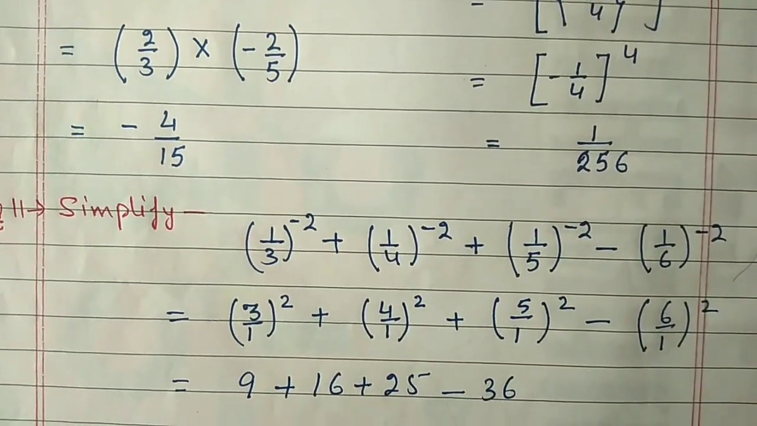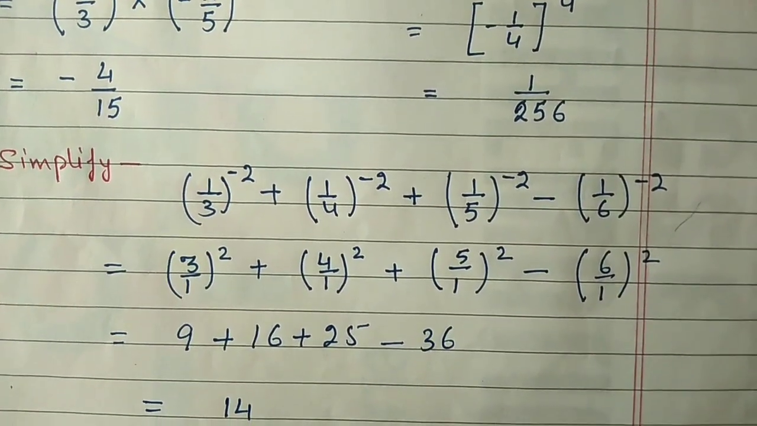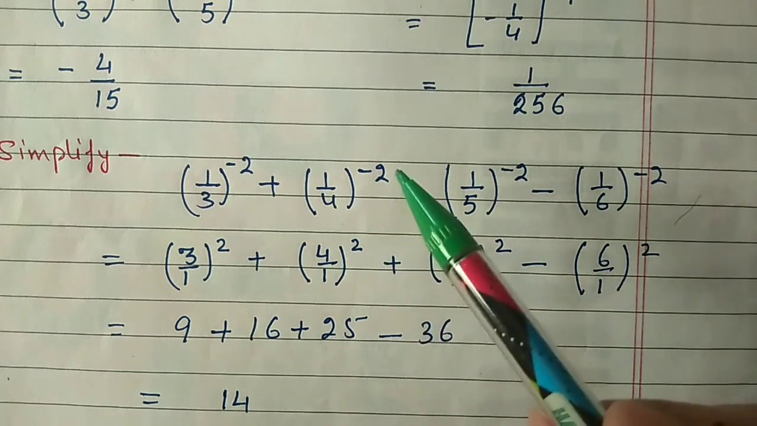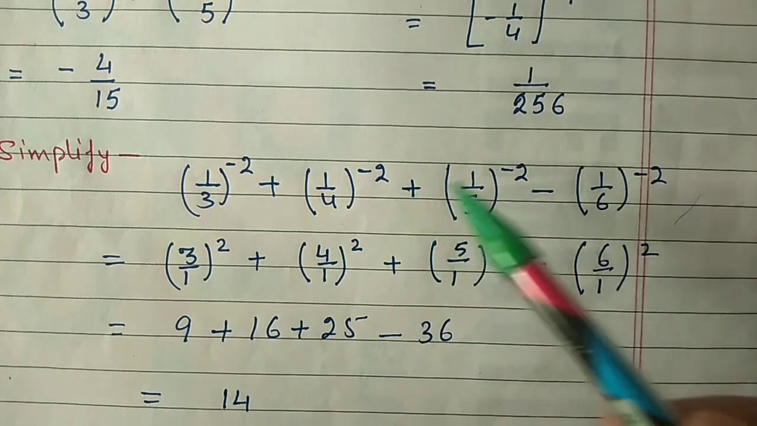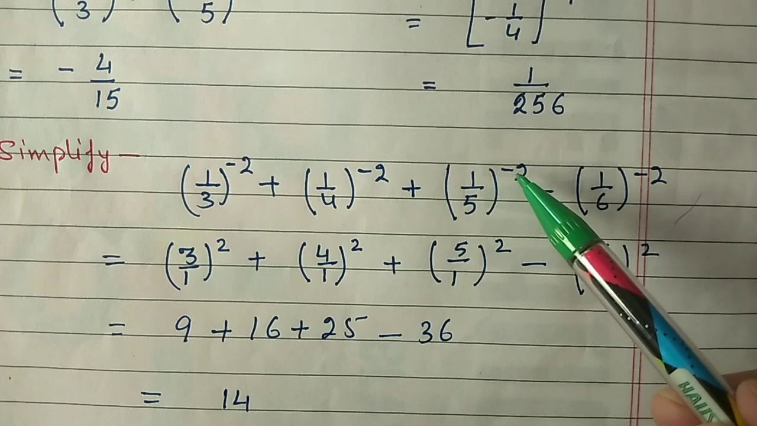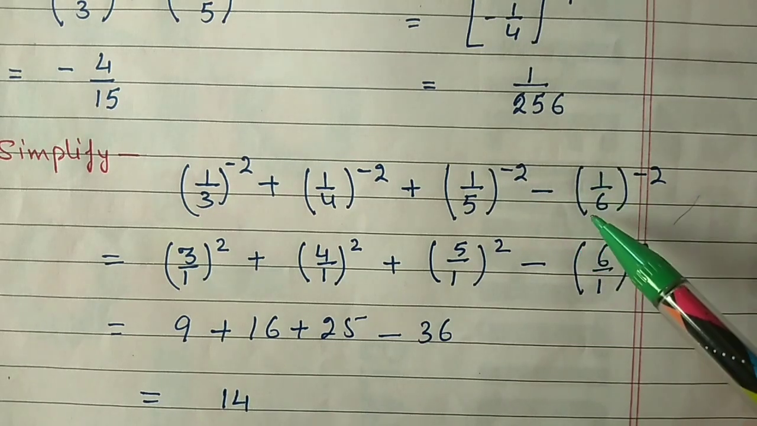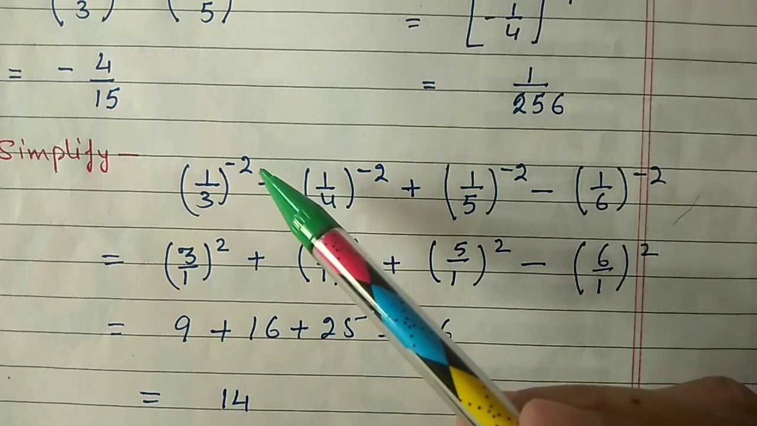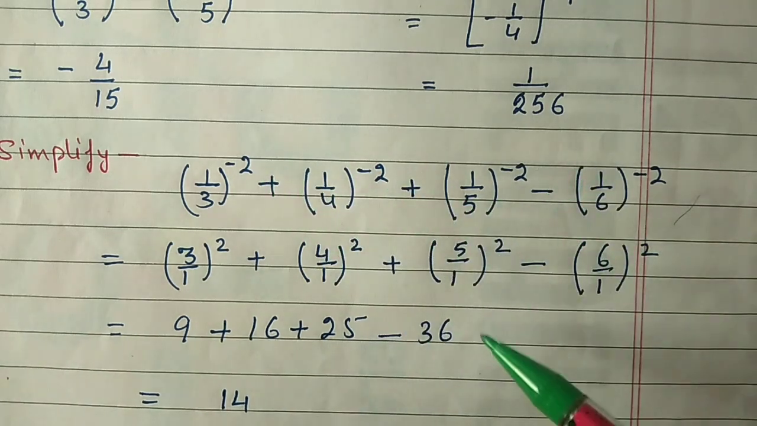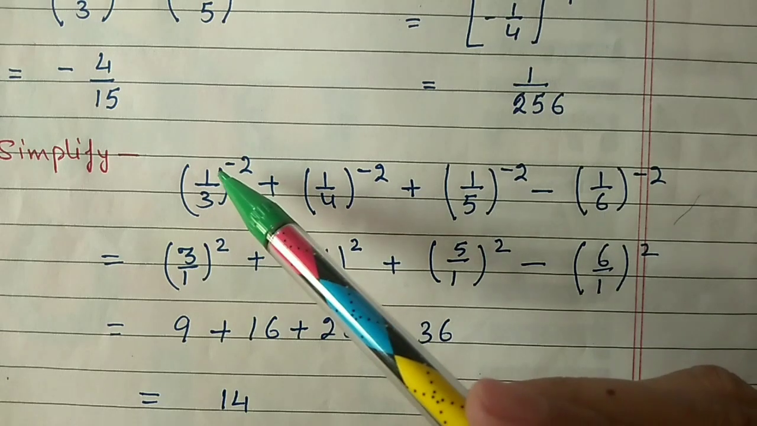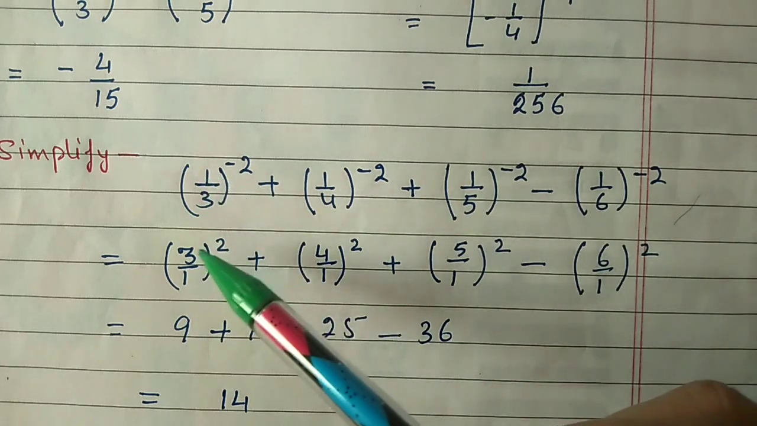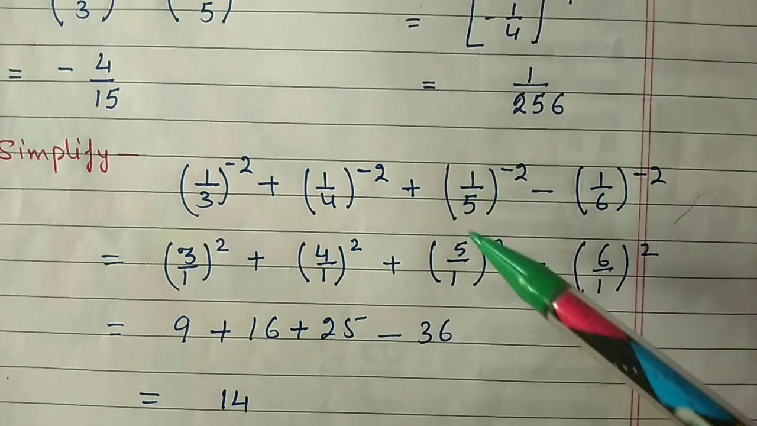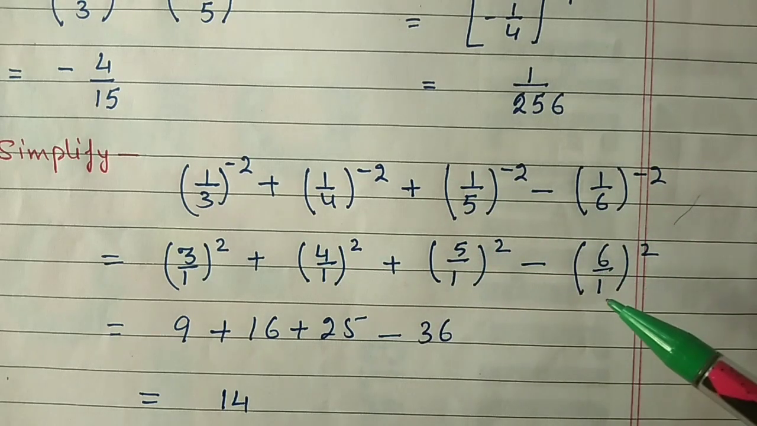Question number 11, simplify. (1 by 3) whole to the power minus 2 plus (1 by 4) whole to the power minus 2 plus (1 by 5) whole to the power minus 2 minus (1 by 6) whole to the power minus 2. So again first step, this minus power we have to change into plus. To make it plus we have to do the reciprocal of this number. It will become 3 by 1, the next number will become 4 by 1, this will become 5 by 1 and here 6 by 1.